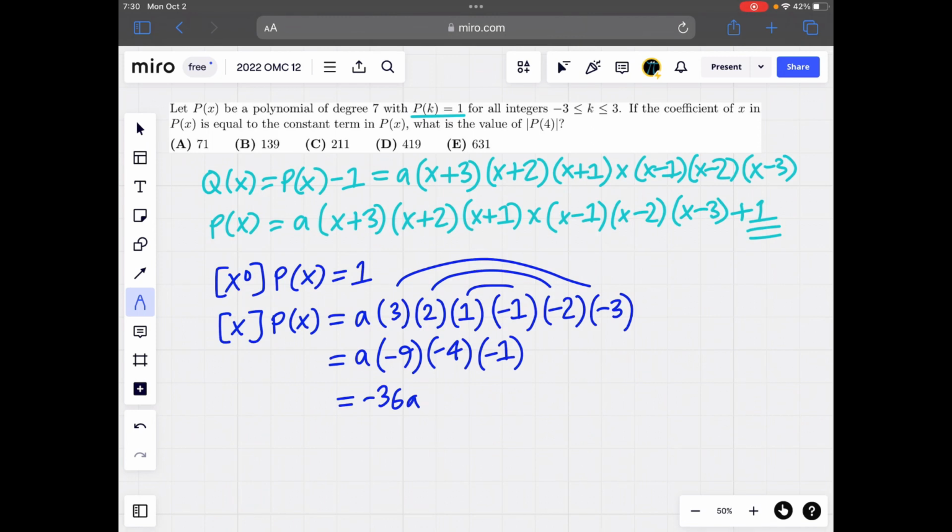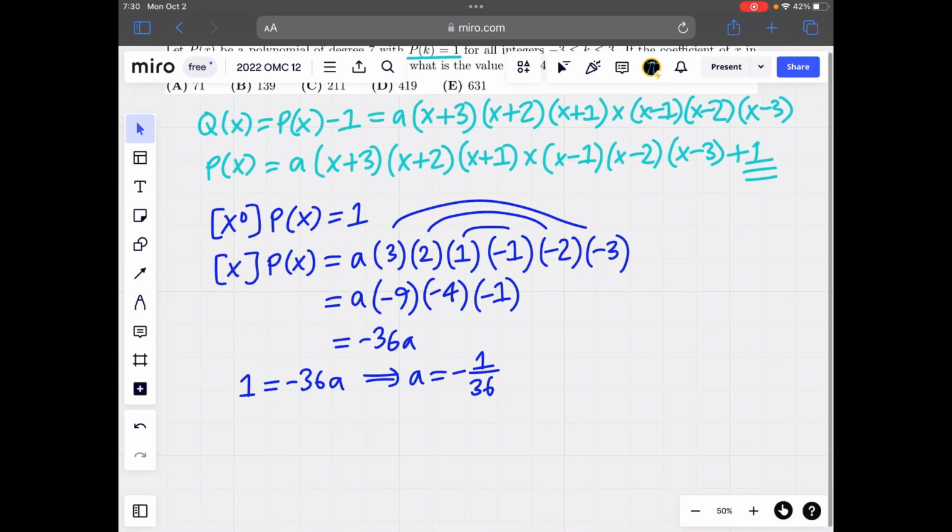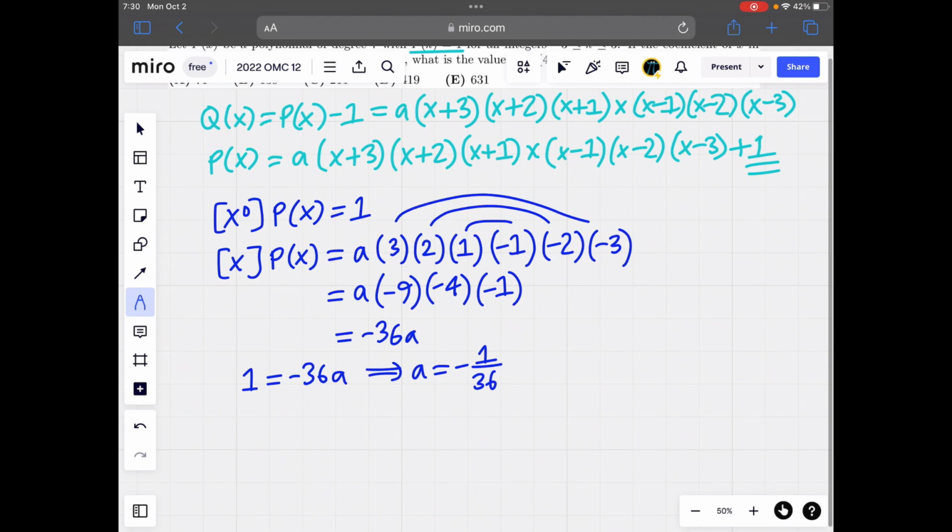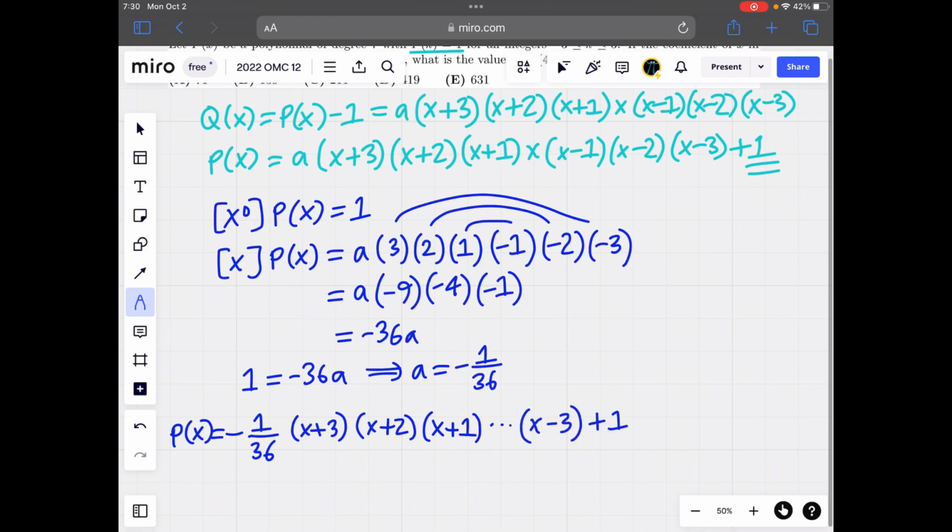So now we can set the two equal. We have 1 equals -36A, and so A equals -1 over 36. And now, plugging that back in to our equation for P of x, which is A times x plus 3 and all that stuff, we have -1 over 36. P of x equals -1 over 36 times x plus 3 times x plus 2 times x plus 1 times all the way down to x minus 3, plus 1.